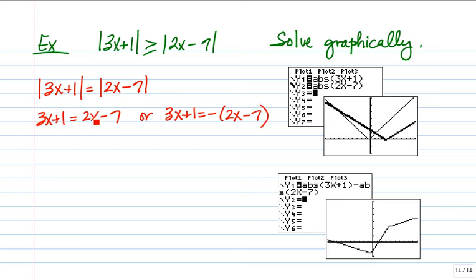So that happens where, when I subtract 2x, I get x. When I subtract 1, I get negative 8. The other equation becomes 3x plus 1 is equal to negative 2x plus 7. So in this case, we would add the 2x to get 5x. Subtracting 1 gives us 6. So x would be equal to 6/5.